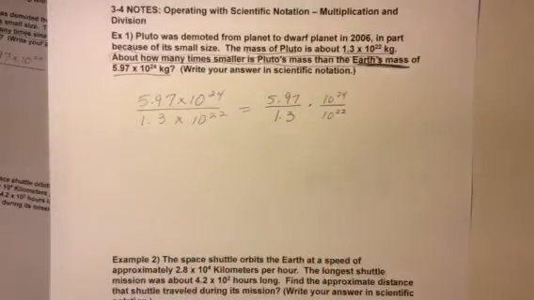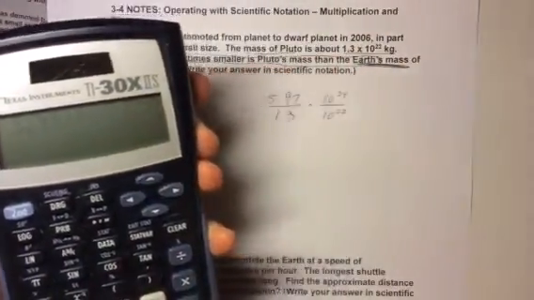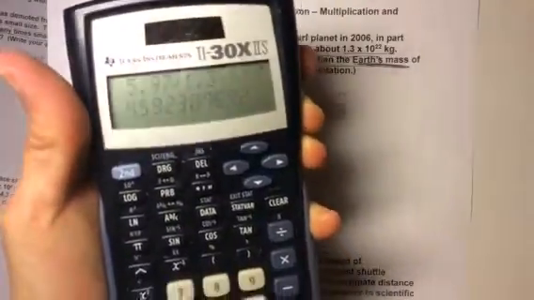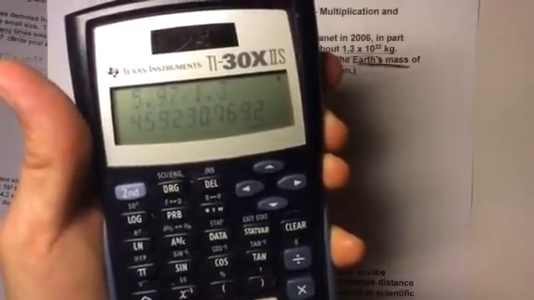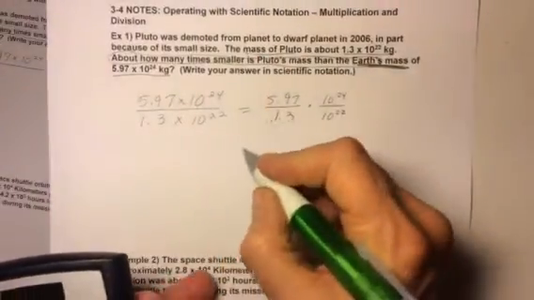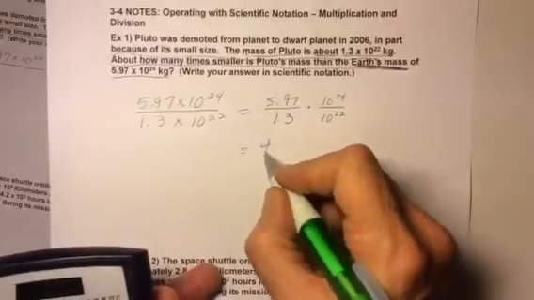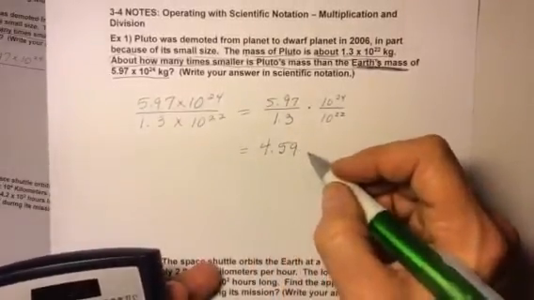So on our calculator, if I take 5.97 and divide it by 1.3, I get 4.592. We're just going to round that to the nearest hundredth. So we're just going to say it's about 4.59. It was a 2 behind it, so we'll just leave the 9.